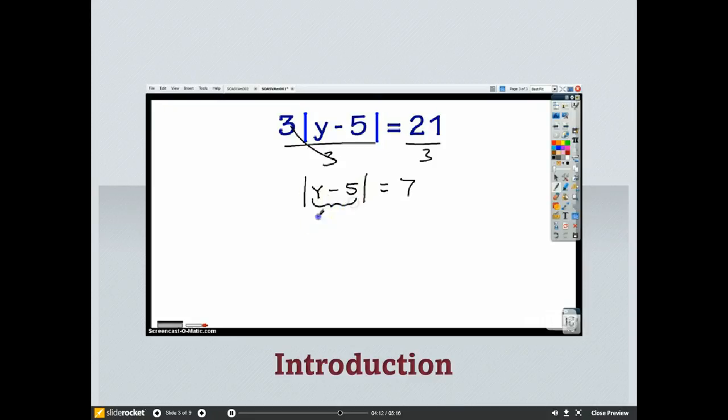I need this y minus 5 to turn into a 7, or I need that same part of the problem, y minus 5, to turn into a negative 7. Now I solve each of these. Y equals 12.